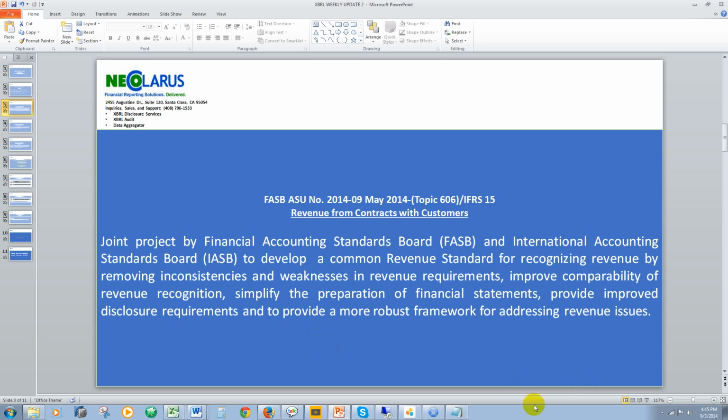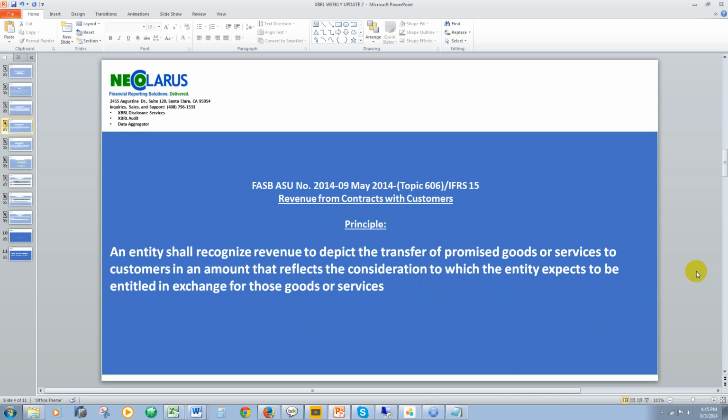And so let's look at the principle. The guiding principle behind the revenue recognition, known as revenue from contracts with customers, was that an entity shall recognize revenue to depict the transfer of promised goods or services to customers in an amount that reflects the consideration to which the entity expects to be entitled in exchange for those goods or services. So that was the guiding principle for the revenue recognition standard.